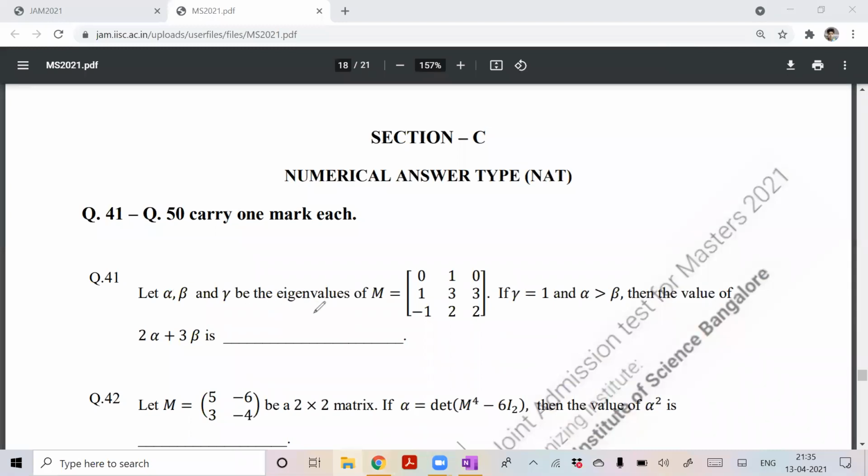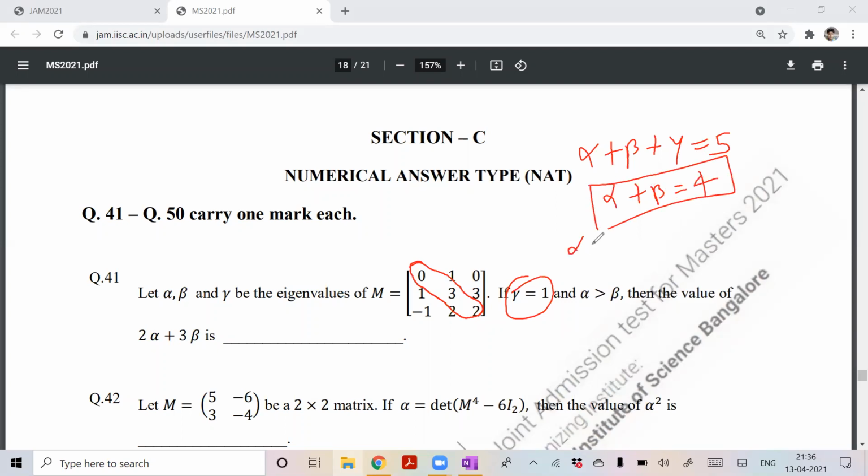So alpha, beta, gamma has 3 values. We know that the trace of a matrix is equal to the sum of all eigenvalues, and the determinant of a matrix is equal to the product of all eigenvalues. So M is 3 cross 3, it will have 3 eigenvalues, alpha, beta, gamma. Alpha plus beta plus gamma is equal to trace of M. Trace means sum of all diagonal elements. So it will be 3 plus 2 plus 0, which is 5. And gamma is given as 1, so alpha plus beta will be 5 minus 1, which is 4.